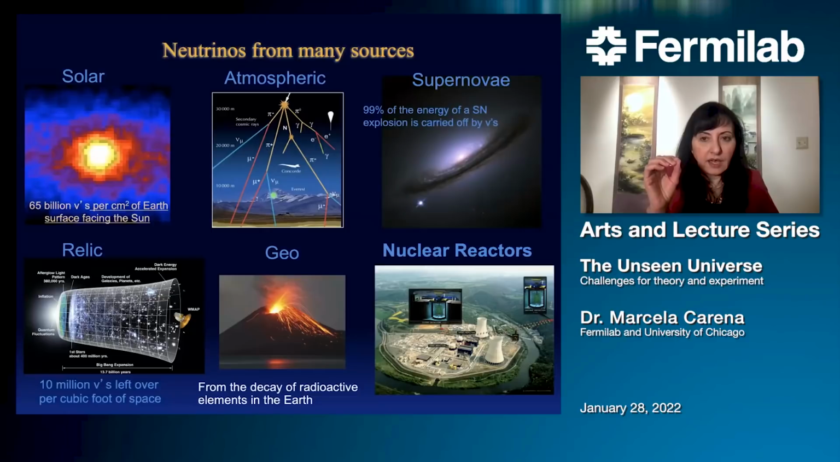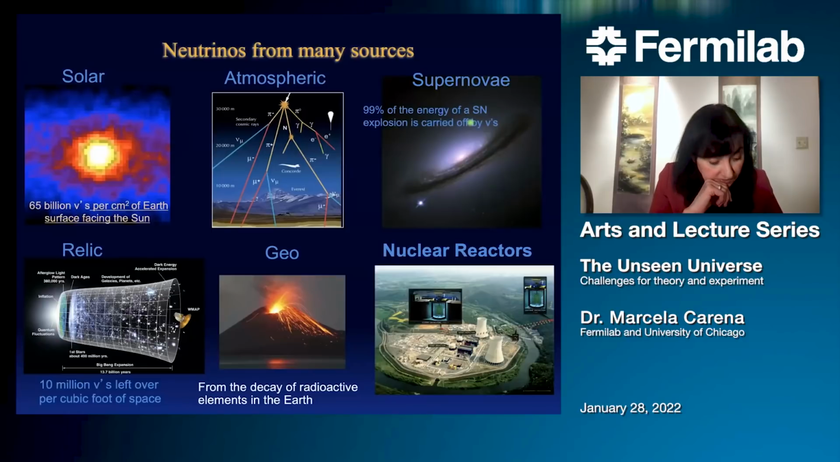Supernovae, okay. When a massive star arrives at the end of its life and it collapses, that's a supernova event. It radiates almost all of its energy in the form of neutrinos. In fact, as I show here, 99% of the energy of the supernova explosion is carried off by neutrinos. These neutrinos come in all flavors and are emitted over a time scale of several tenths of a second.